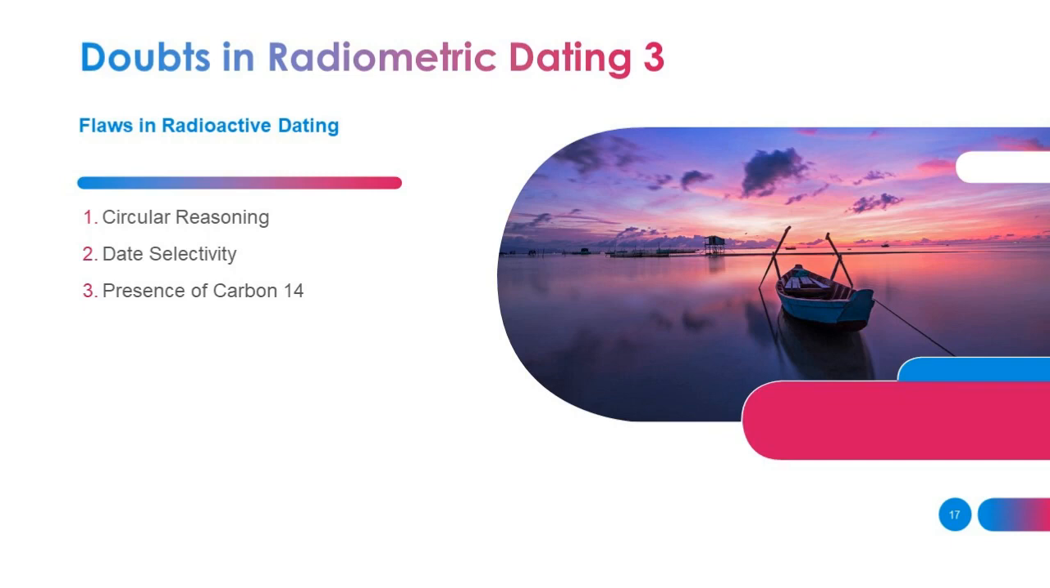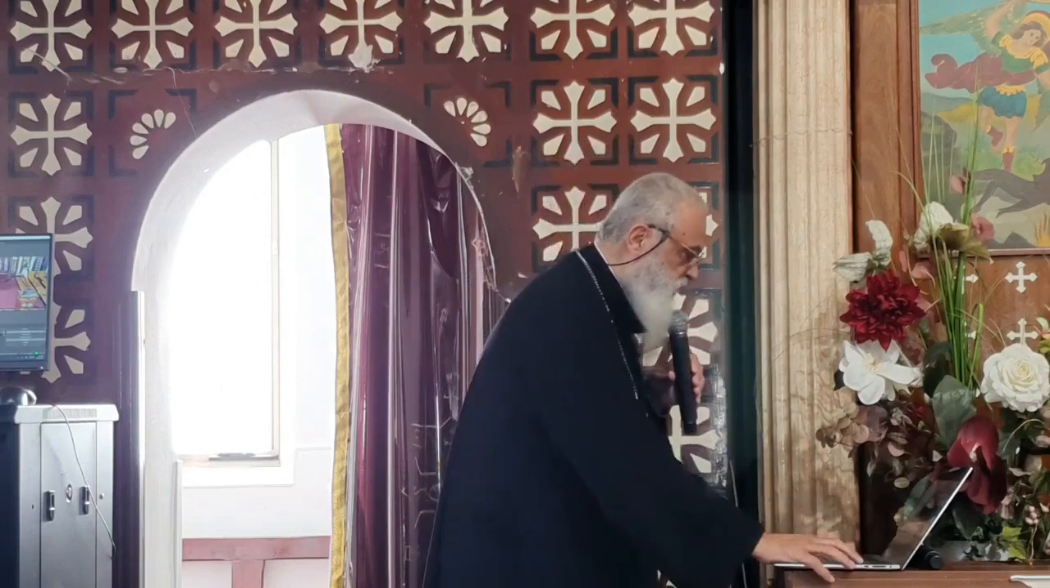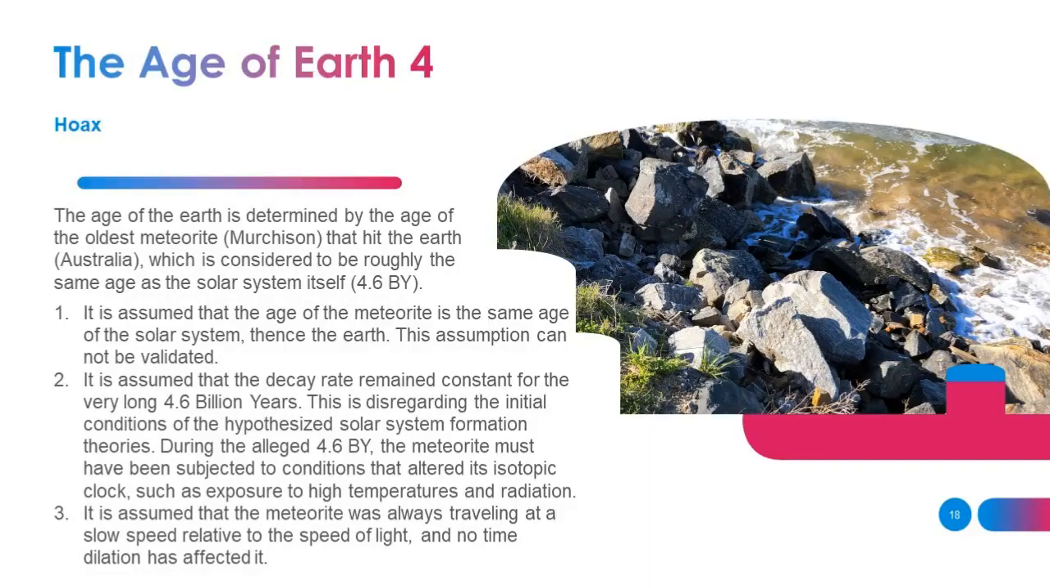The second flaw, data selectivity, and I talked to you about it before. The third one is the presence of carbon-14 in every organic sample that they never reported to serve their purpose and lives. I have got to this point where I believe the age of the Earth is a hoax.